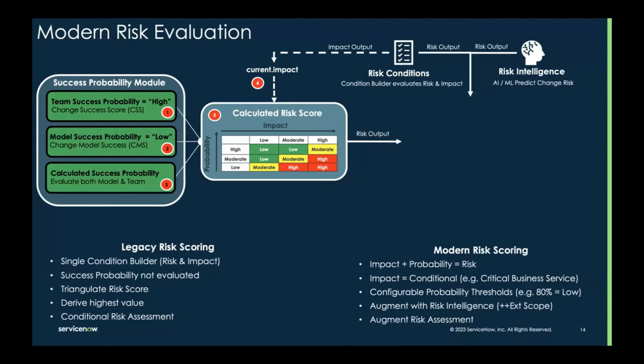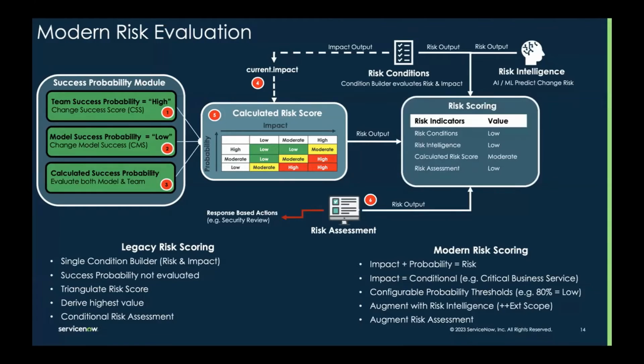ServiceNow will also look at the other methods for calculating risk, and I'll show you some of those in the demo. And then the output will always be the highest value that it finds. So for example, as you can see there, you've got the risk conditions came out as low, risk intelligence came out as low, calculated risk score was moderate, and the risk assessment questions came out as low. The overall value will be moderate. It'll always take a very conservative view for the final risk outcome.